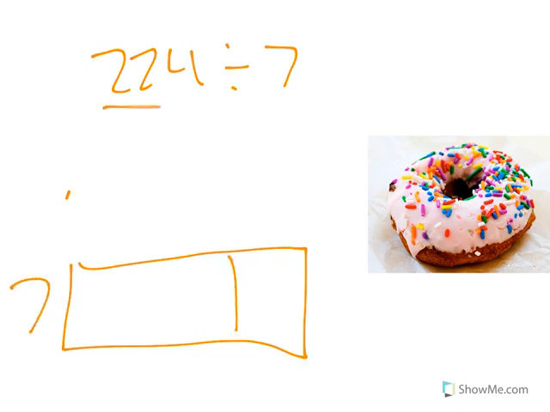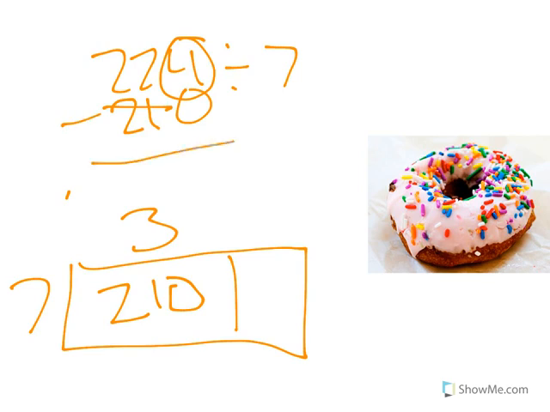Now we're going to say 7 times what is closest to 22 without going over? 7 times 3. 7 times 3 is 21, and because of this 4, I've got to add a 0. Now I'm going to subtract 210 from 224, and I get 14. So 7 times what is 14?